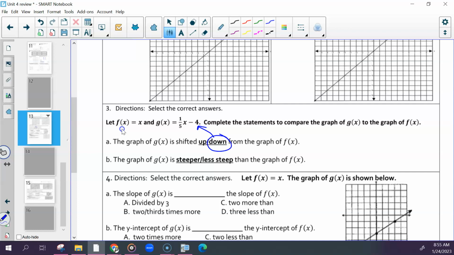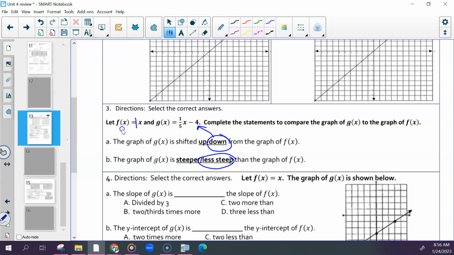And then for the next one, steeper or less steep? Is 1/5 steeper or less steep than 1? Is 1/5 greater than 1? No. So it's less steep. Remember, if it's a fraction and it's not improper, it's going to be less steep. Steeper and less steep is your slope. Shifted up, shifted down is your y-intercept. If your slope is negative, then it's reflected.